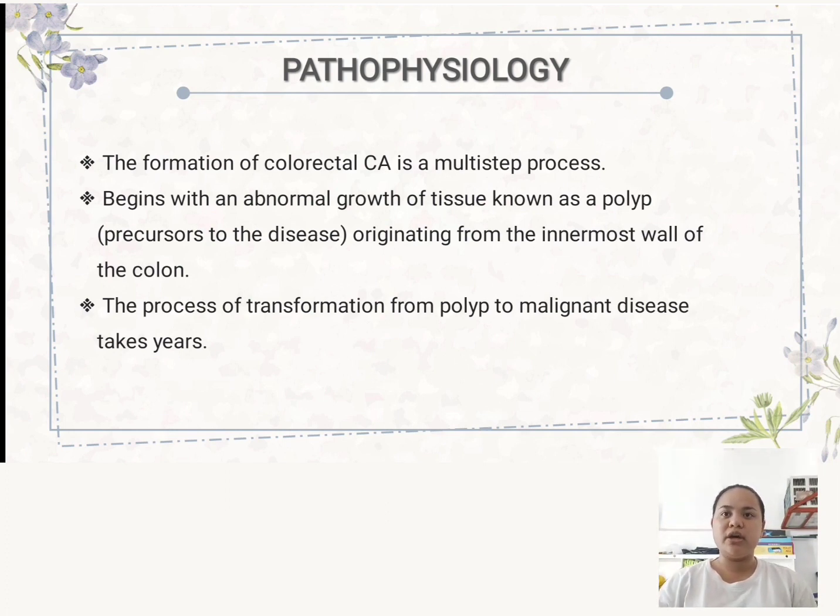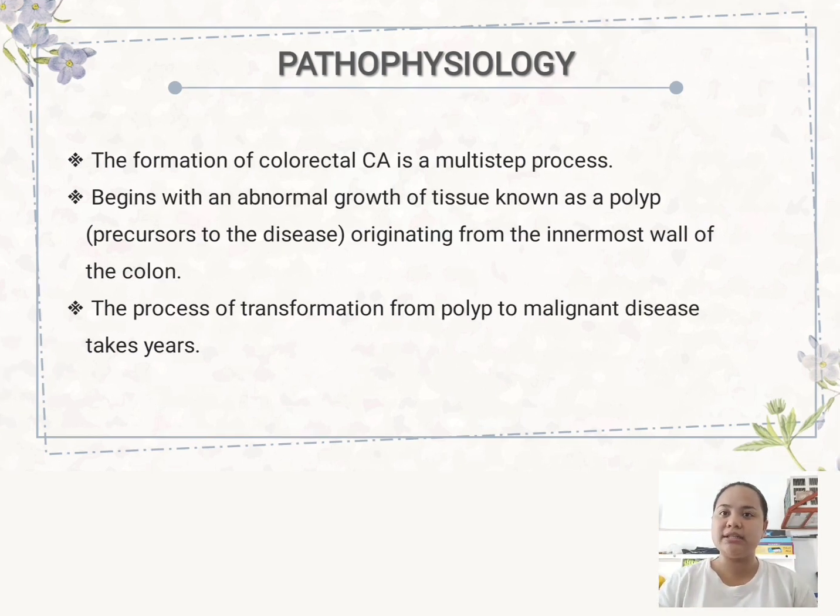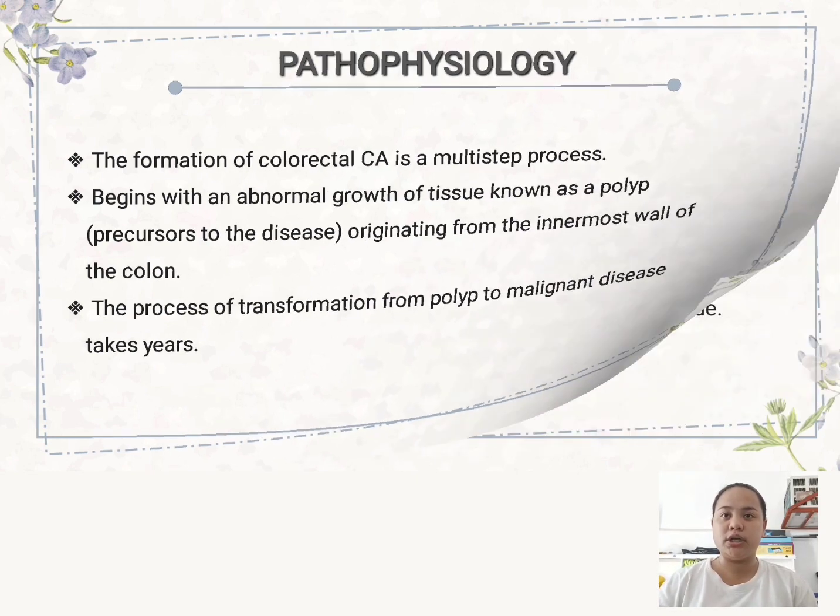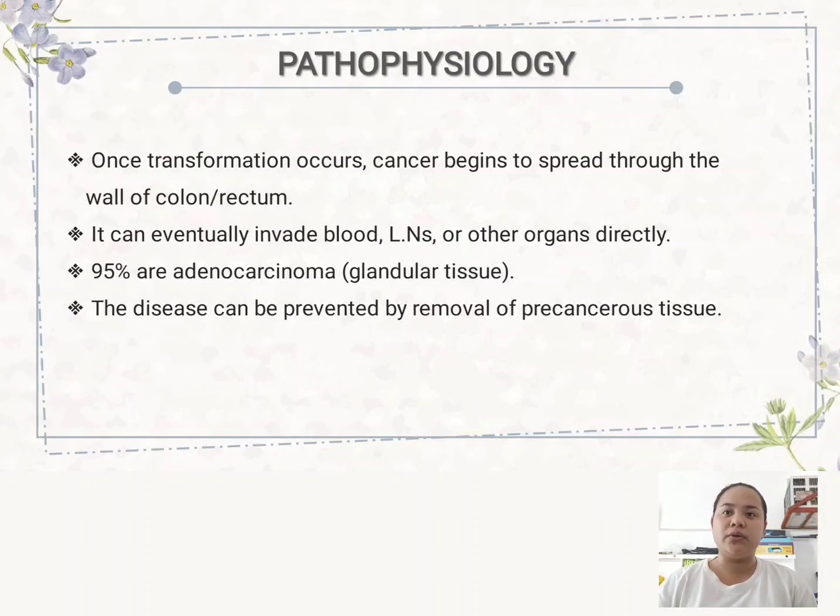Pathophysiology. The formation of colorectal CA is a multi-step process. It begins with an abnormal growth of tissue known as a polyp, a precursor to the disease, originating from the innermost wall of the colon. The process of transformation from polyp to malignant disease takes years. Once transformation occurs, cancer begins to spread through the wall of the colon or rectum. It can eventually invade blood, LNs, or other organs directly. 95% are adenocarcinoma from the glandular tissue. The disease can be prevented by removal of precancerous tissue.